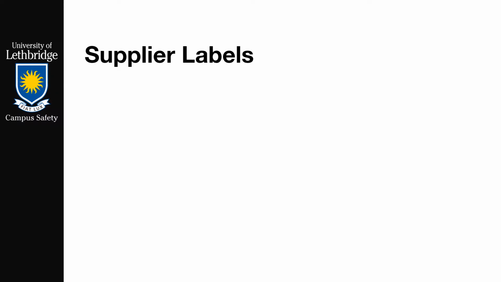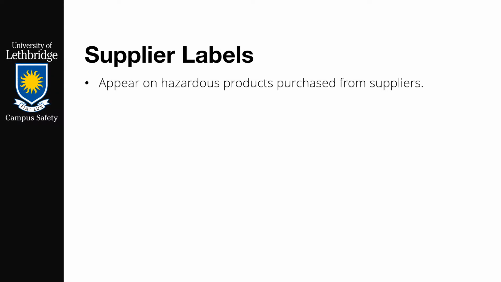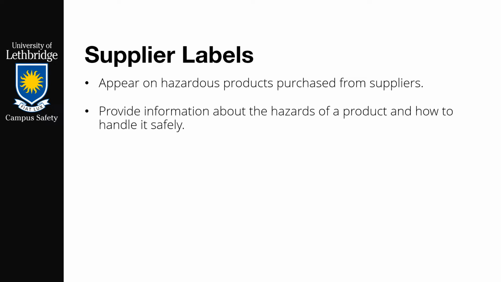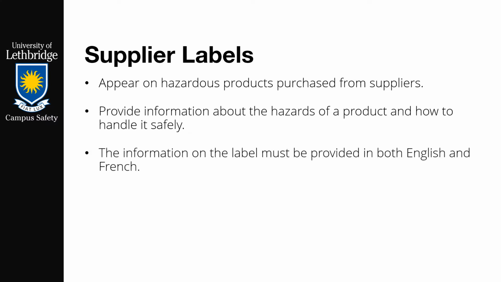Supplier labels appear on hazardous products purchased from suppliers. They provide information about the hazards of a product and how to handle it safely. The information on the label must be provided in both English and French.